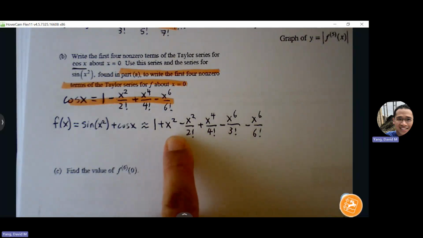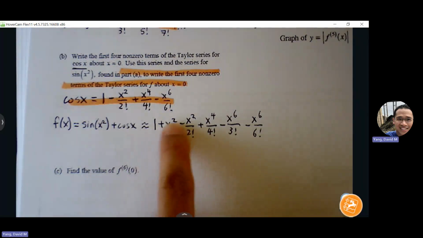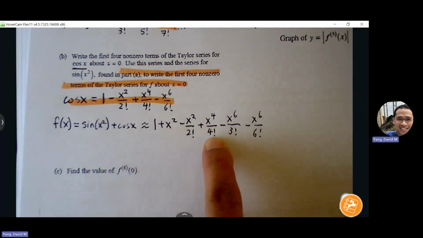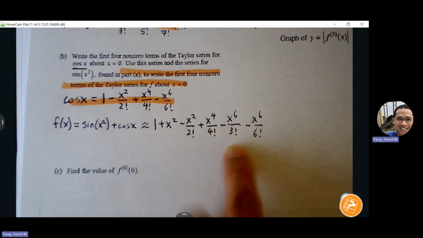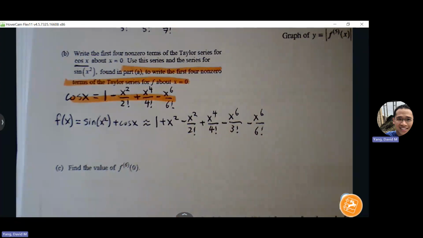Okay, this should be 4 terms here. 1 is by itself. We know the x squared, we're going to combine that. X to the 4th is by itself, and x to the 6th, we'll combine that. So when everything's said and done, we should be left with 4 non-zero terms.